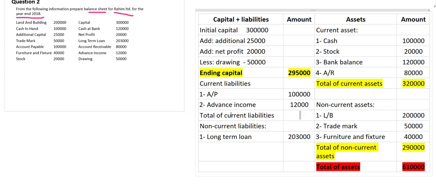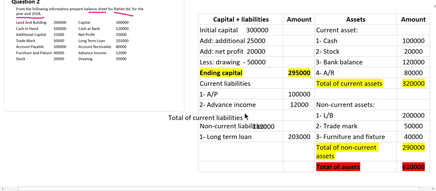Liabilities, total current liabilities. It becomes how much? It becomes just 1,12,000, right?